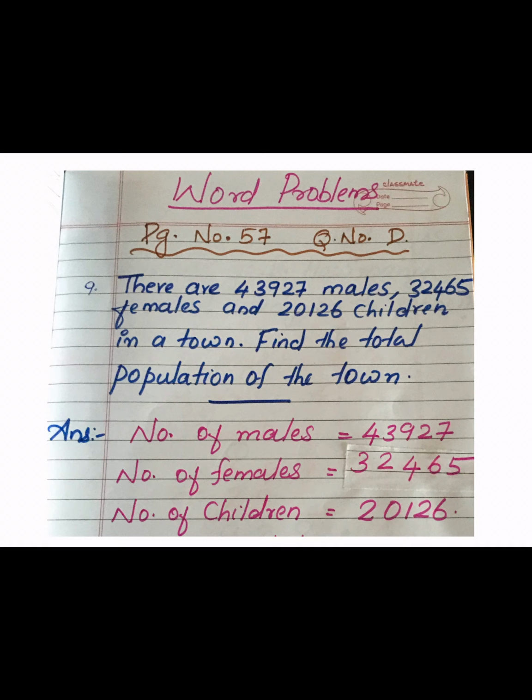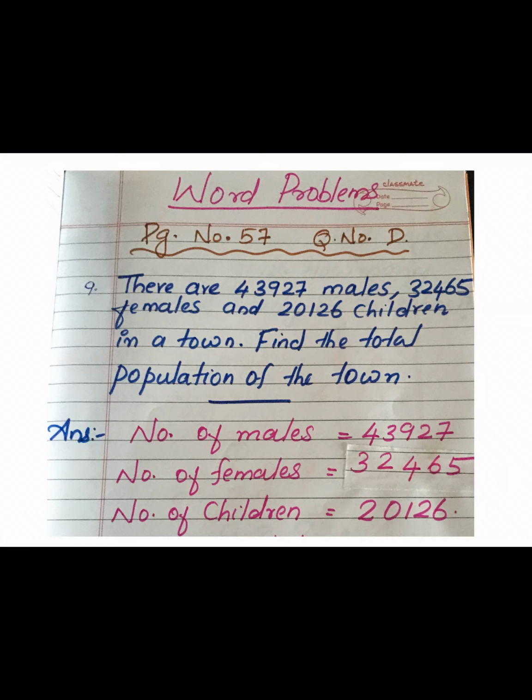Here you can see, you read the question. There are 43,927 males, 32,465 females, 20,126 children in a town. Here the question is: find the total population of the town. Here you see, what things are given, that we will write first.